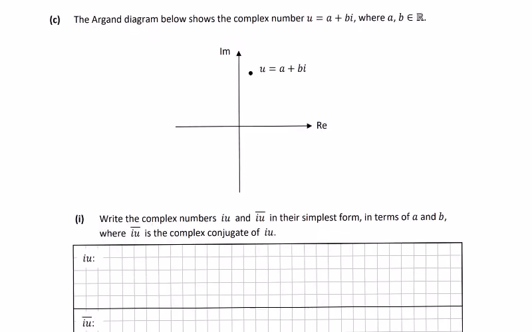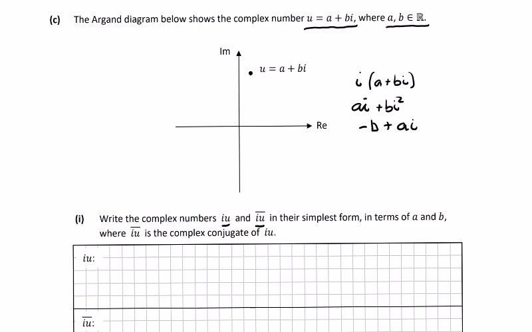Last part of this, the Argand diagram shows the complex number u is equal to a plus bi. a and b are real numbers. Write the complex numbers iu and the conjugate of iu. Okay, iu, i by a plus bi. You should all know what happens when we multiply a complex number by i. It rotates 90 degrees through the origin, so we have ai plus bi squared. The b becomes the real part, so it's minus b plus ai.